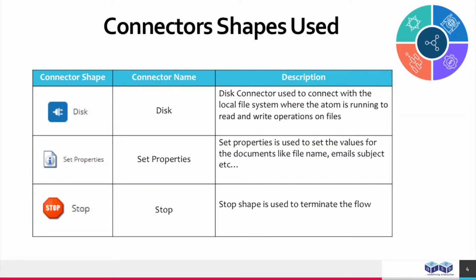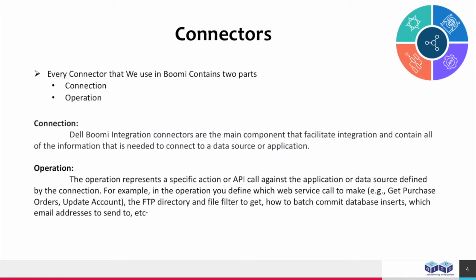The disk connector is used to connect with the local file system where the atom is running, for read and write operations on files. Set Properties is used to set the values for the documents, like file name, email subject, etc. The Stop shape is used to terminate the flow. Every connector that we use in Boomi contains two parts: connection and operation.